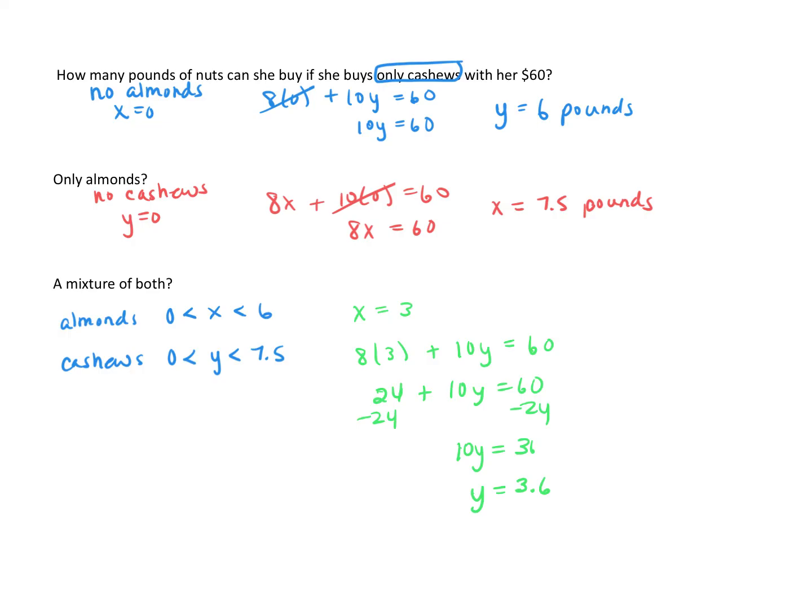So here's just an example of a mixture of both, and we could have picked a different value of x as long as it was between 0 and 6. She can buy 3 pounds of almonds and 3.6 pounds of cashews.